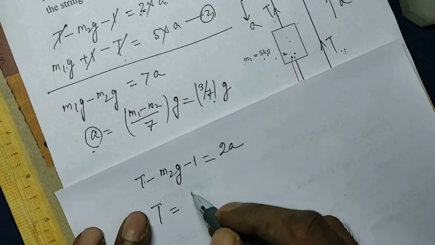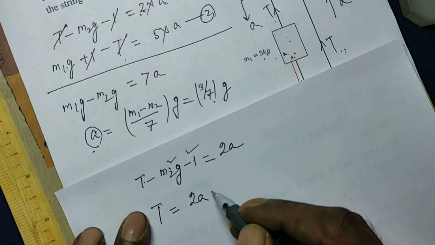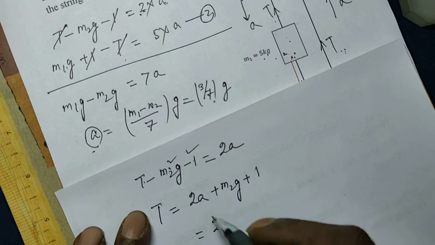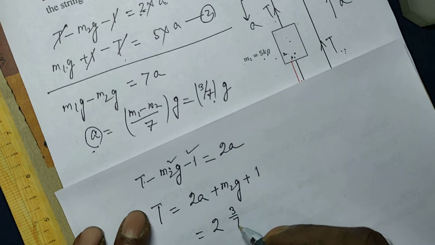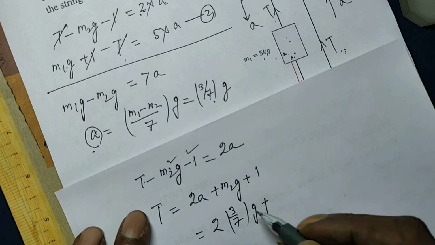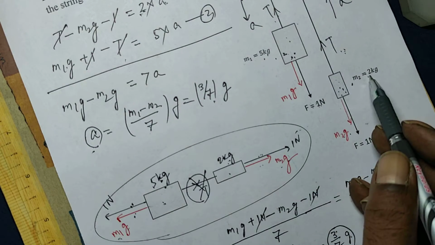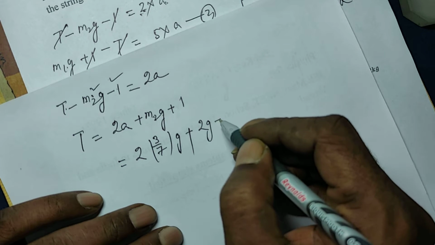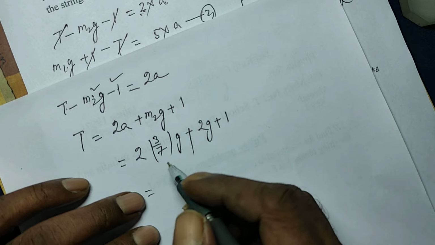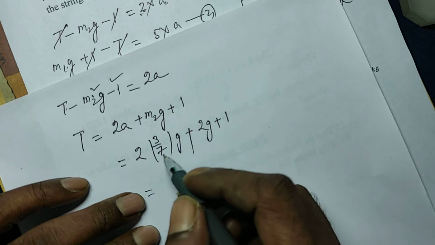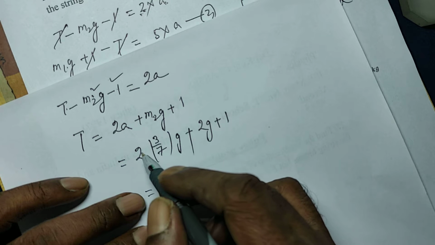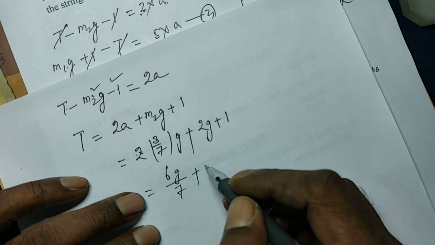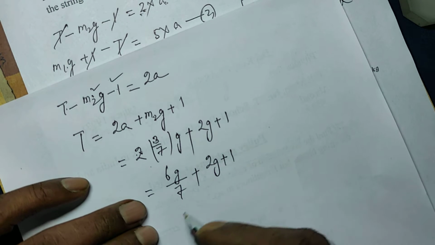So 2a, this term and this term go to the right hand side, plus m2 times g plus 1. 2a, where a we have calculated as 3 by 7 times g, plus m2. m2 was given as 2 kilogram. So 2 times g plus 1. So this becomes 60 over 7 plus 2g plus 1.